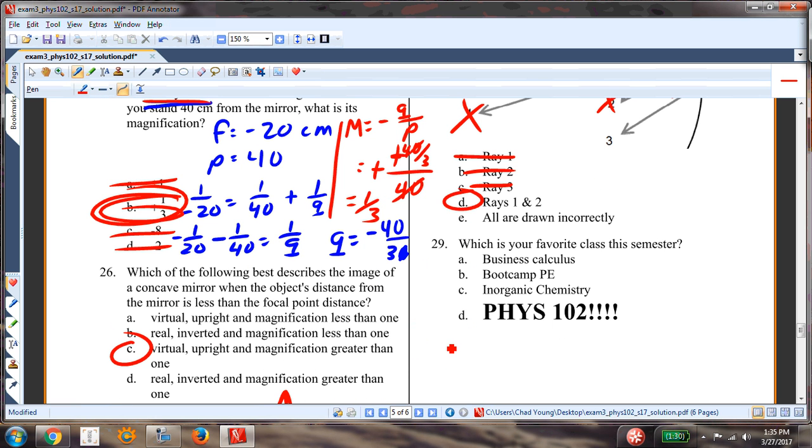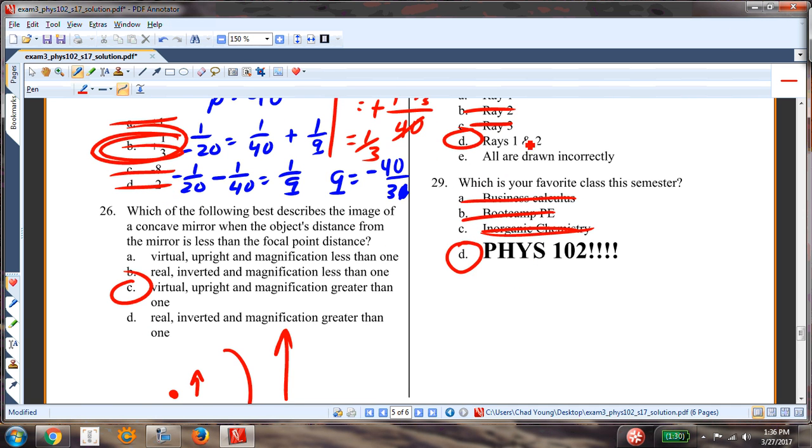What's your favorite class this semester? Well, it ain't that. Boot camp PE. It could be that. Oh, but wait, no, because I got this option down here, so it's definitely not inorganic chemistry, although Dr. Doe is awesome. But the answer is D.